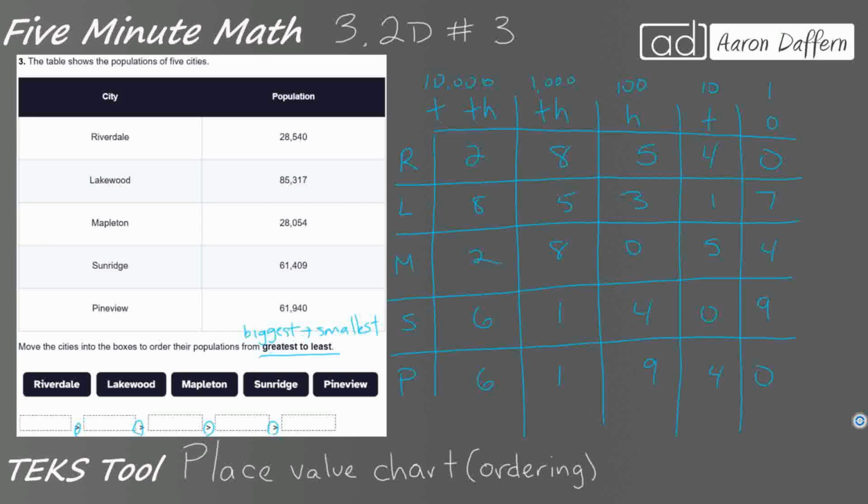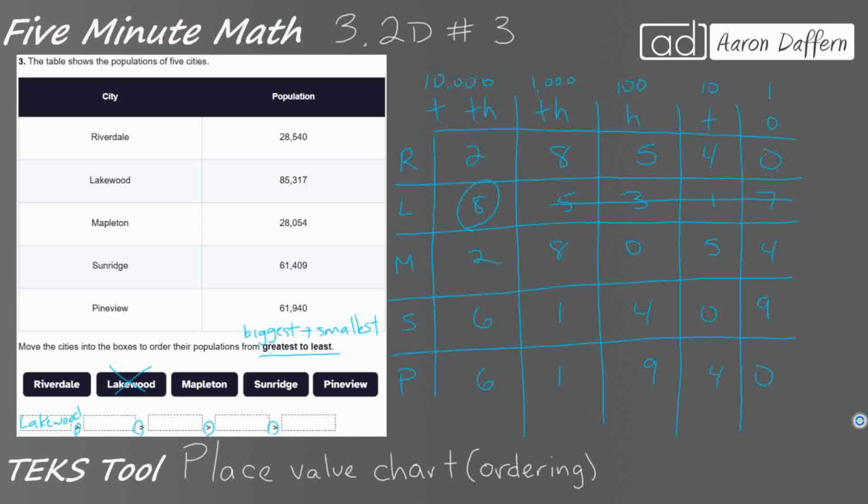In the 10,000s place, I'm going to look for the largest one. Well, that's easy. That's Lakewood. 8 10,000s or 80,000 is going to be larger than any 20,000 or any 60,000 number. So I don't need to look at anything else because 80,000 is always bigger than 20,000 or 60,000. So then my Lakewood, and I'll go ahead and put an X right there. My Lakewood is going to be first.